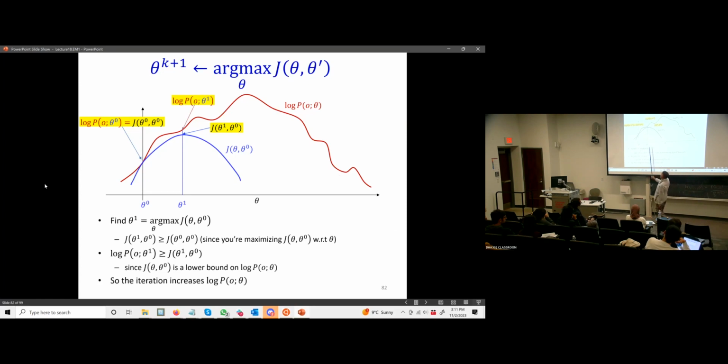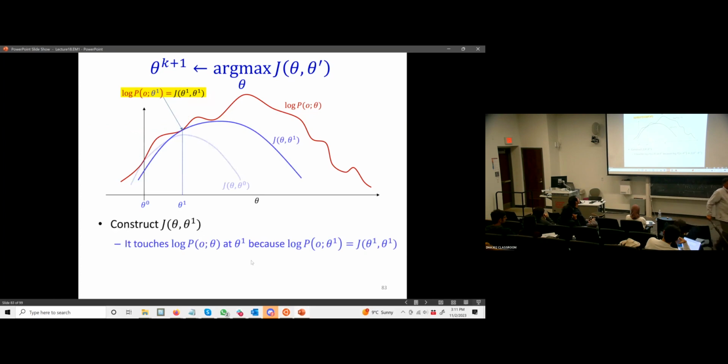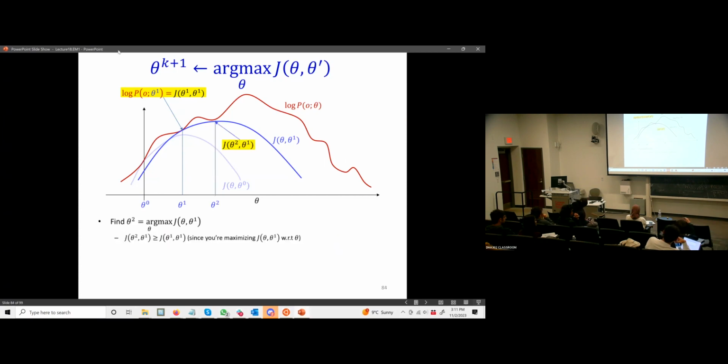I can reconstruct my auxiliary function so that it now touches my log likelihood at theta 1, by setting the parameter of J to be theta 1, right? And then this can be maximized. And that's going to give me something that's higher still, right? And I know that the log of P of O is even higher. So I've increased log of P of O at theta 1 as well. And then that's theta 2, which is the maximum of J when J's parameter itself was set at theta 1.